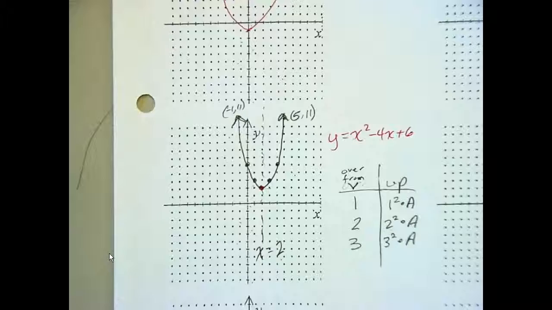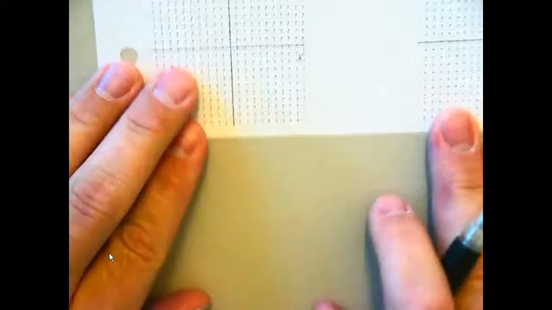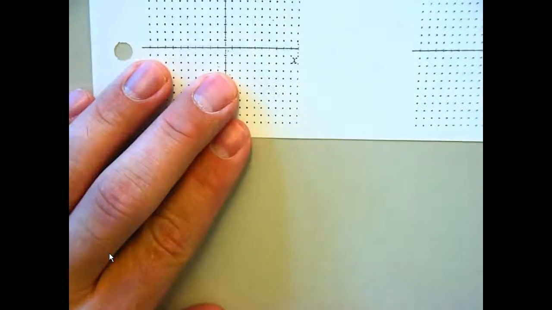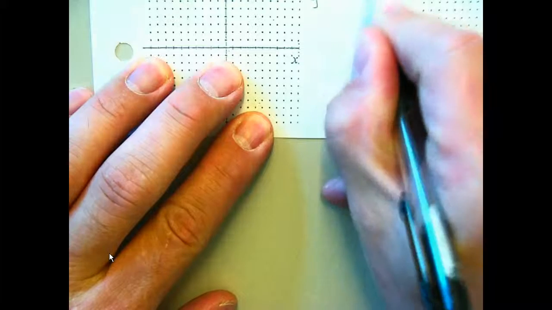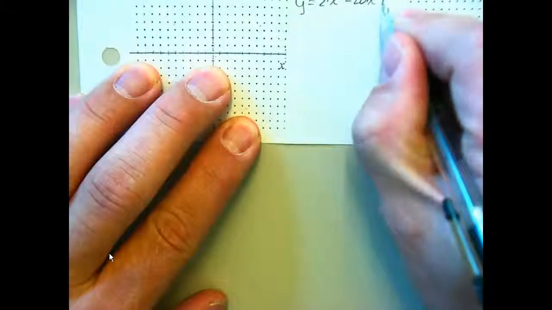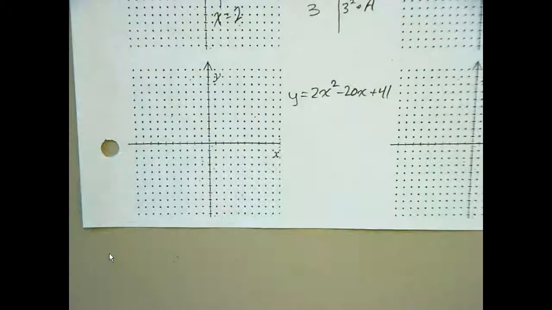Okay, good? Any questions on it? Okay, let's see if you really understand it. Let's graph this one. Y equals 2x squared minus 20x plus 41. You have 45 seconds this time to find your vertex. A little bigger numbers. Alrighty.